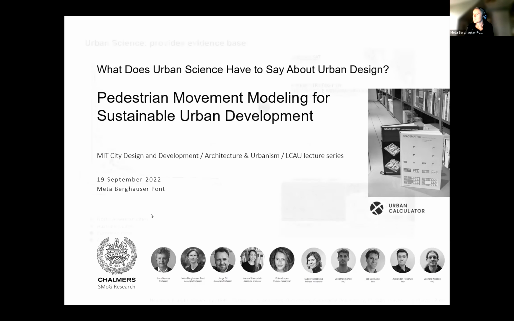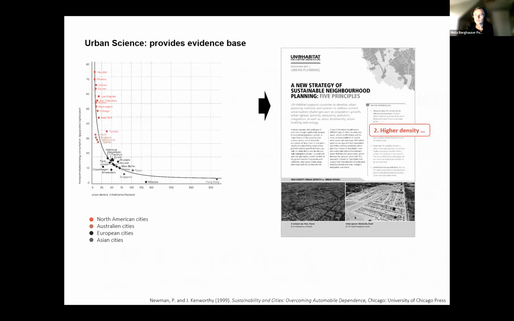So let's get started. When I got the question to talk today, I thought, let's look at how urban science provides evidence for urban design. One example in relation to density that is still alive and kicking and always repeated is the work of Newman and Kenworthy, showing the relation between density and car usage and thus energy usage, which you could say has trickled down in recommendations about how to develop sustainable cities by UN Habitat, on the right side here.